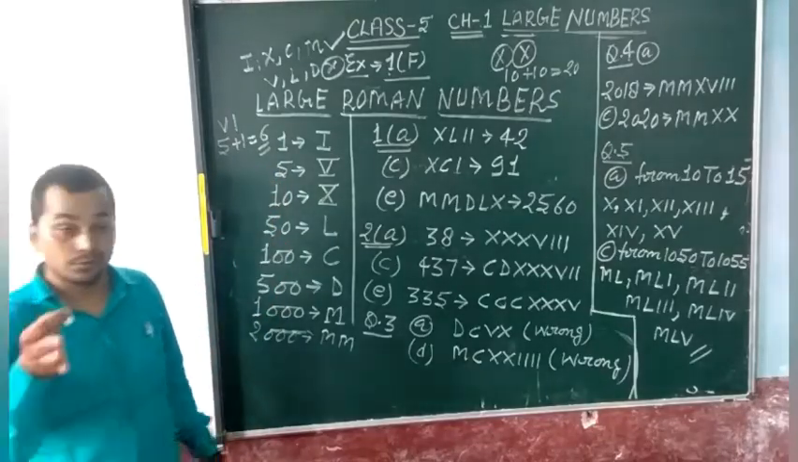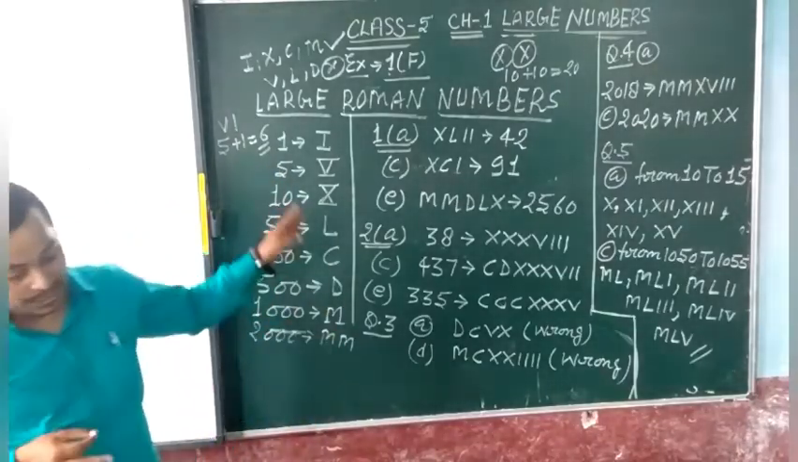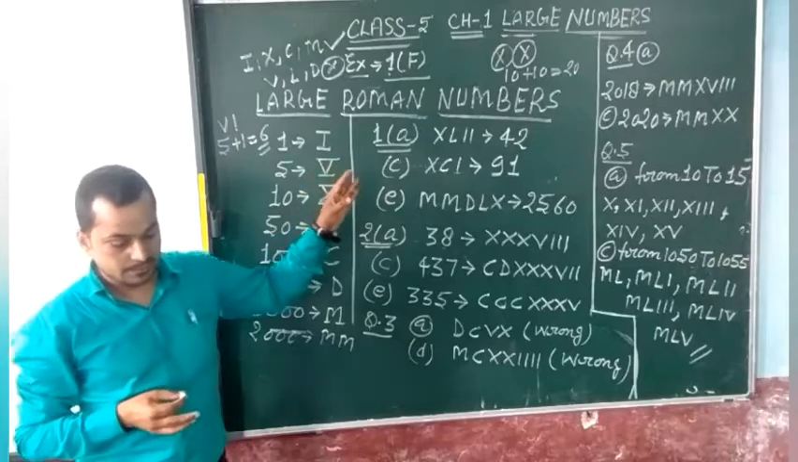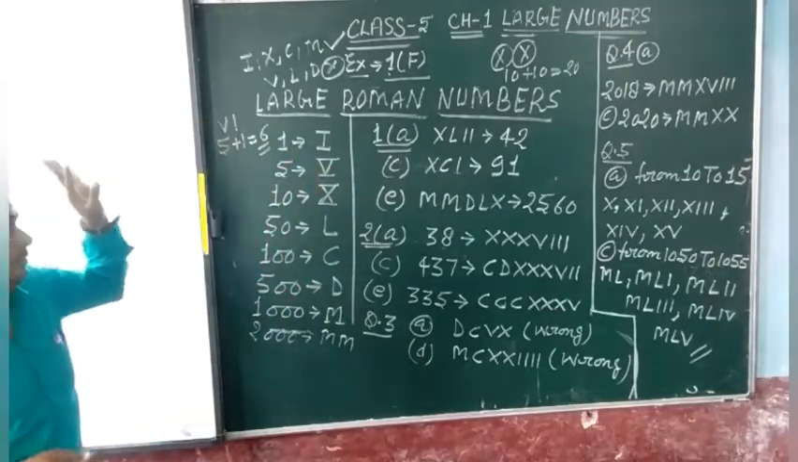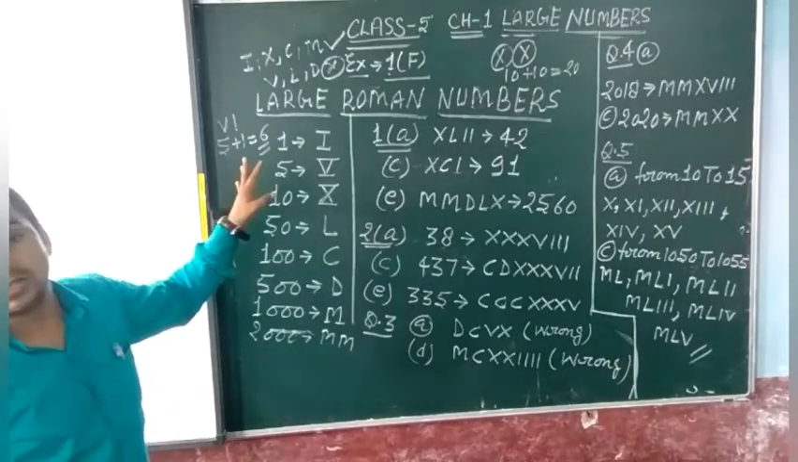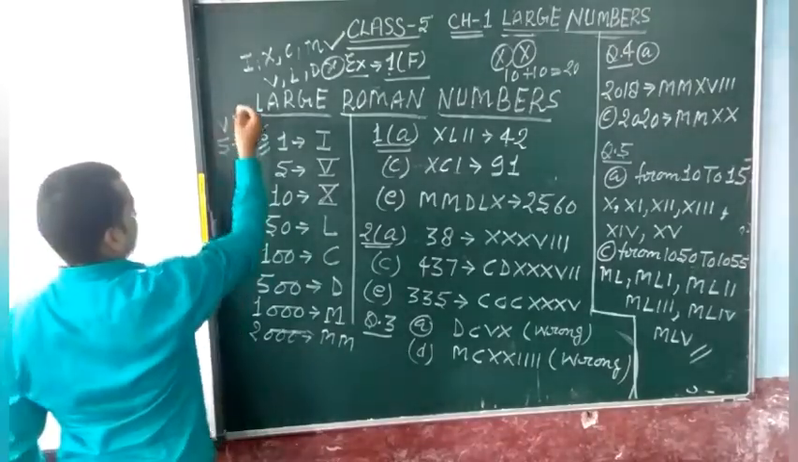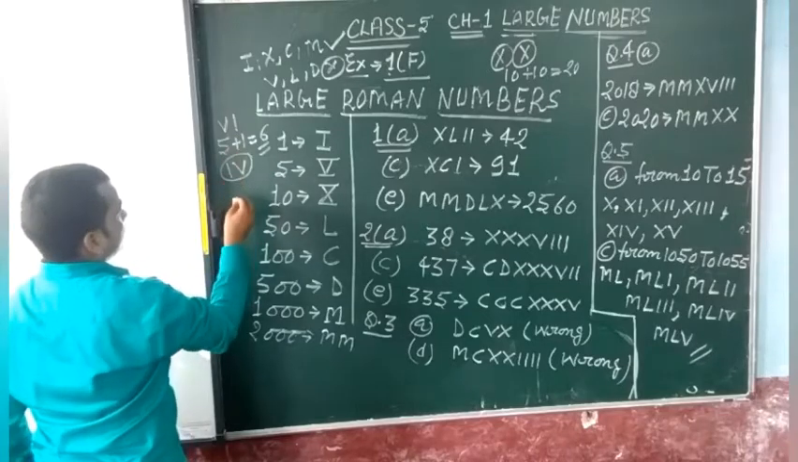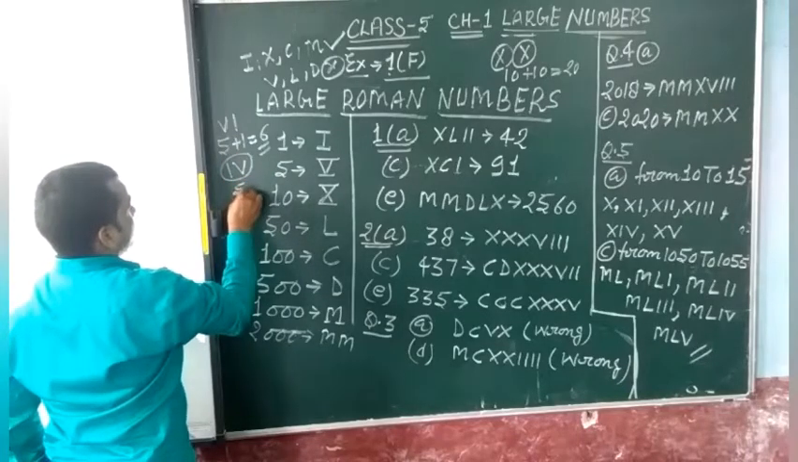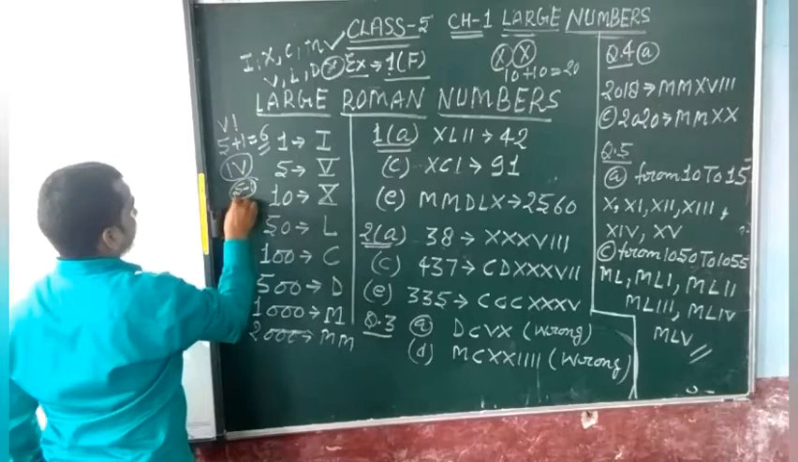Next rule: when a symbol of smaller value is written to the left of a symbol of greater value, the smaller value is subtracted from the greater value. That is, if we take IV, then it is 5 minus 1, so we get 4.